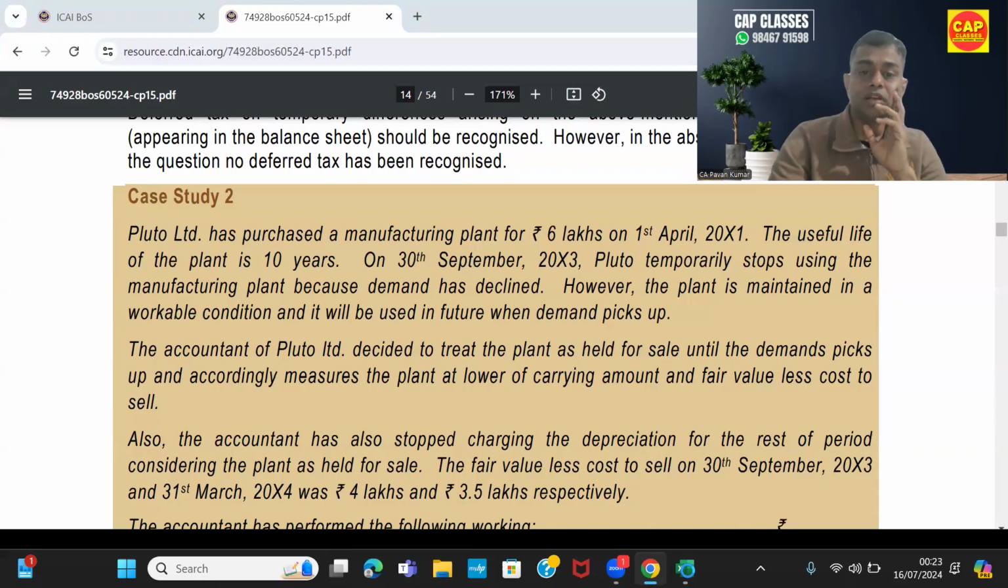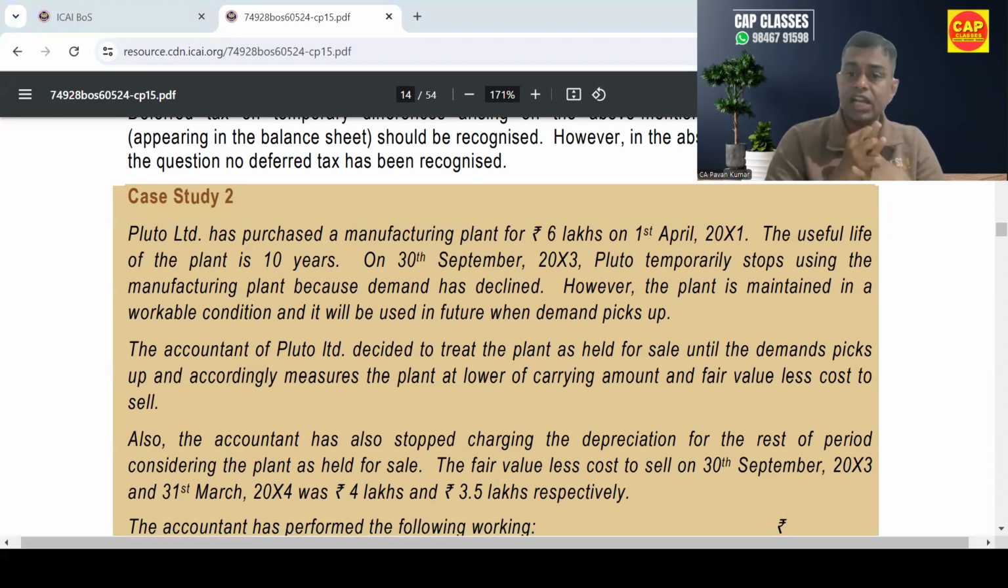Let me open one Excel sheet, put the heading, chapter 15, analysis of financial statements, and write down case study 2. Under that, write down cost of the asset. Cost of the asset, 6 lakhs. Next line, useful life, 10 years. Therefore, depreciation per annum, 60,000. 6 lakhs divided by 10 years, that comes to 60,000.